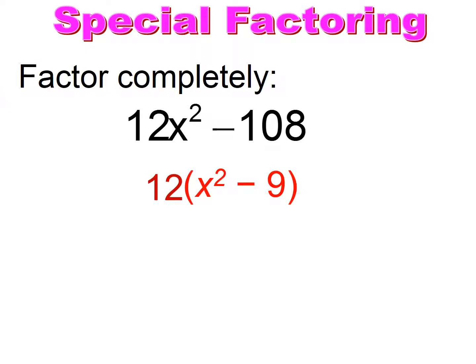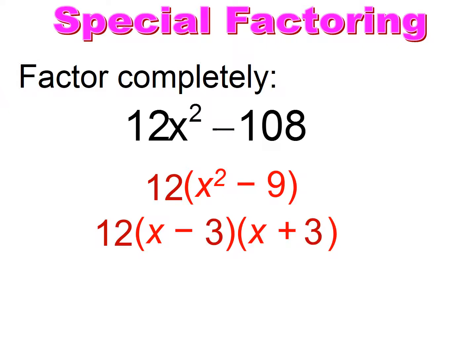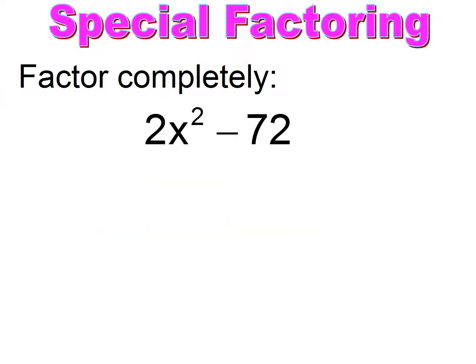So in this case, my GCF is 12 here. I factor out 12. I see I have the difference of two squares, and then I factor it into x minus 3, x plus 3. And again, don't forget to include your GCF in your answer. So it's 12 times x minus 3, x plus 3. Pause and try.